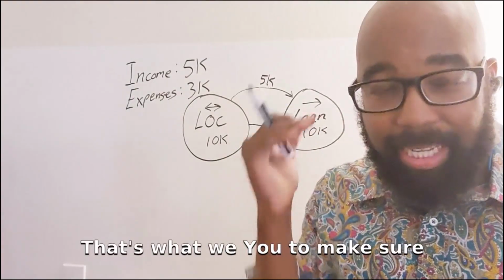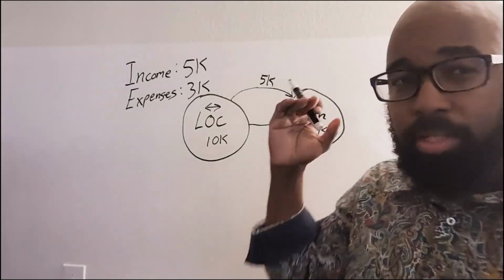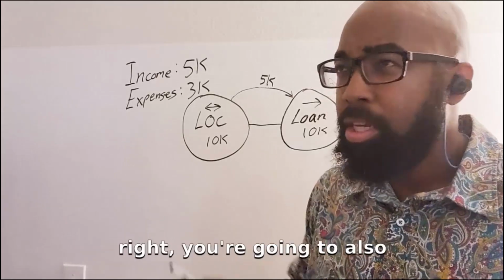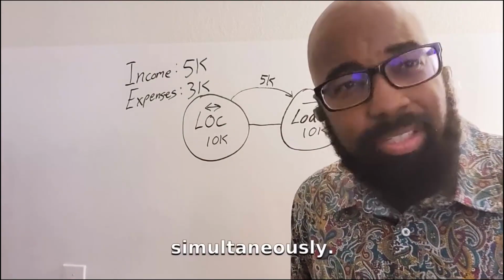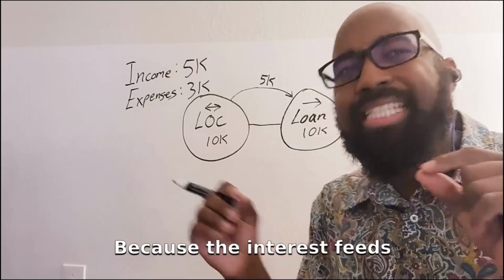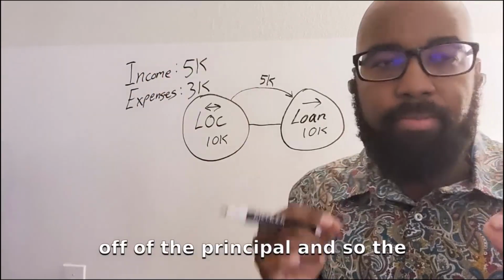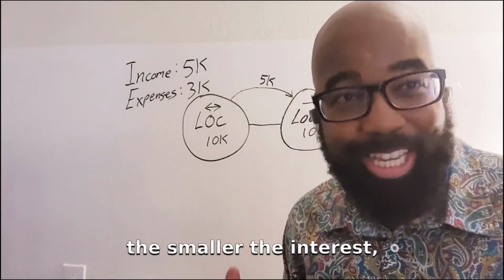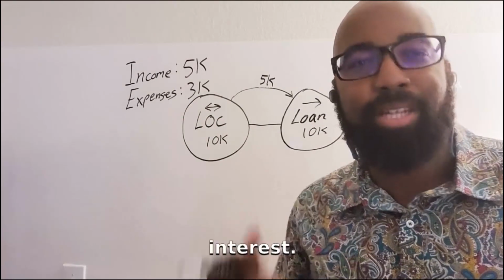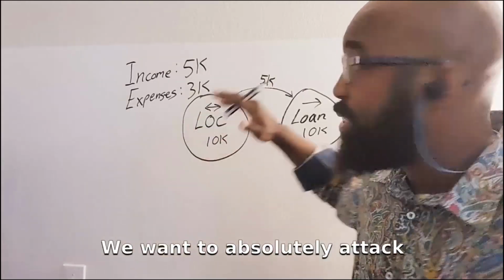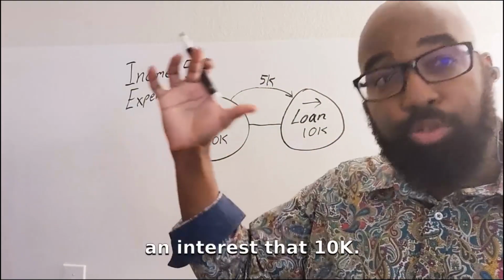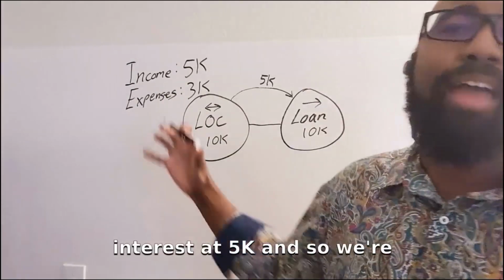That's what we need to make sure that we're doing toward that loan principal, because as you attack that principal, you're going to also attack the interest simultaneously. Why? Because the interest feeds off of the principal. And so the smaller the principal, the smaller the interest. Okay, the bigger the principal, the bigger the interest. We don't want that. We want to absolutely attack it. So the interest is not going to be on 10K. We're going to have the interest on 5K.